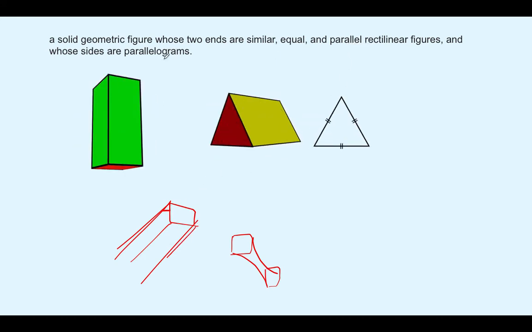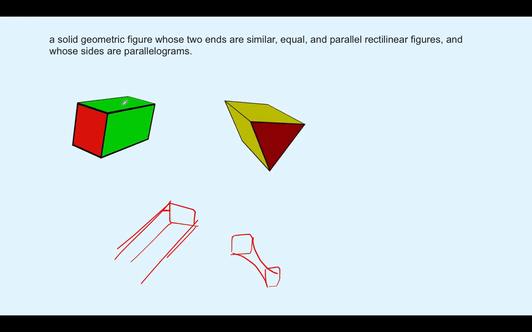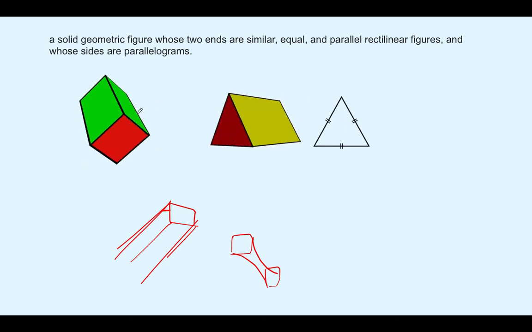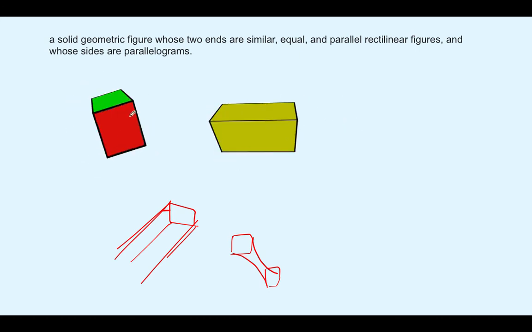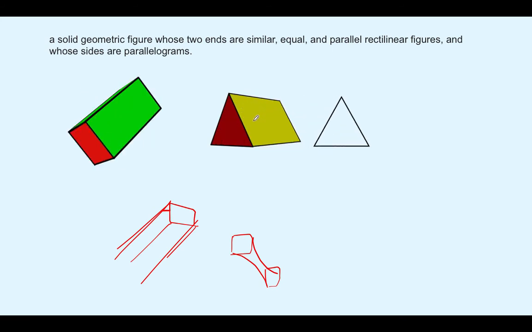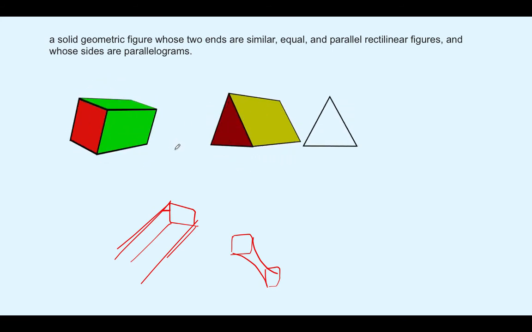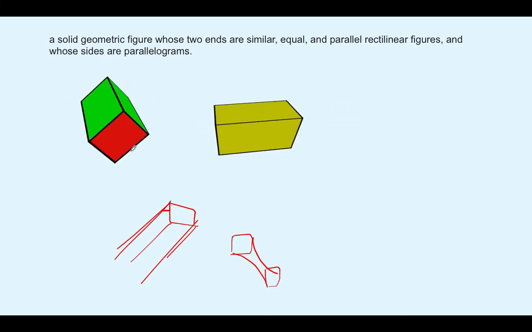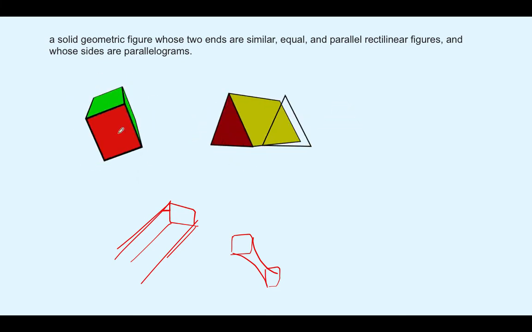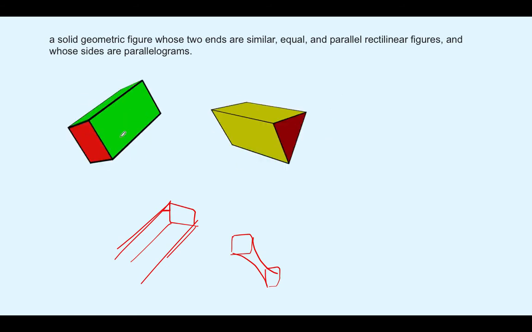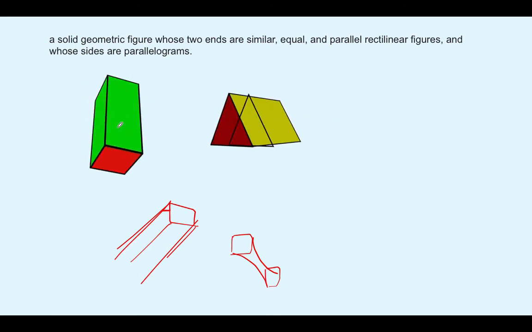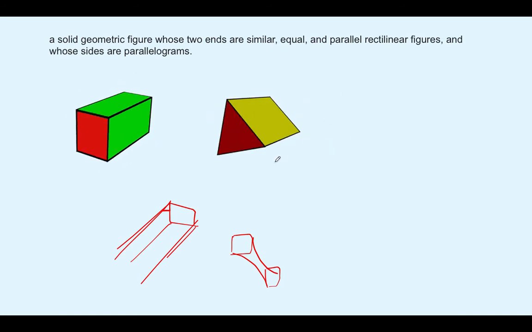And whose sides are parallelograms, so all the green sides you can see are parallelograms, meaning opposite sides are parallel to each other. So as the same case in this, in MYP1, in this unit we will be talking about only two kinds of prisms. This is called a rectangle or square based prism, because the base will be either a square or a rectangle, and this is a triangle based prism.